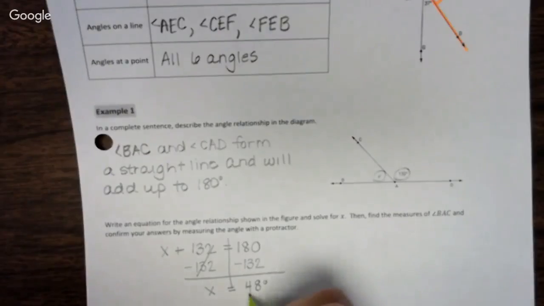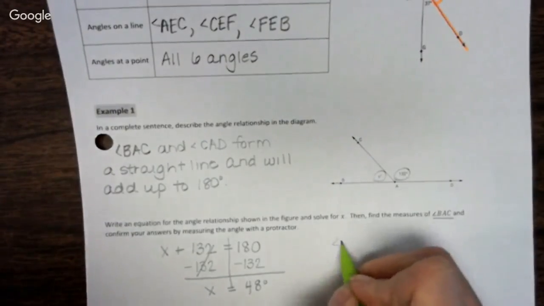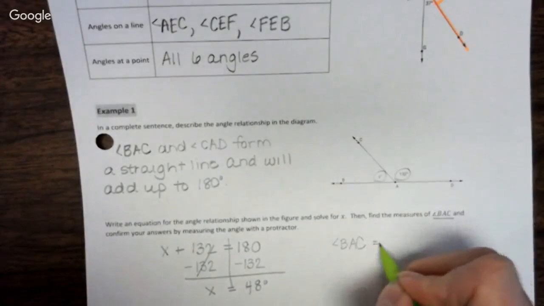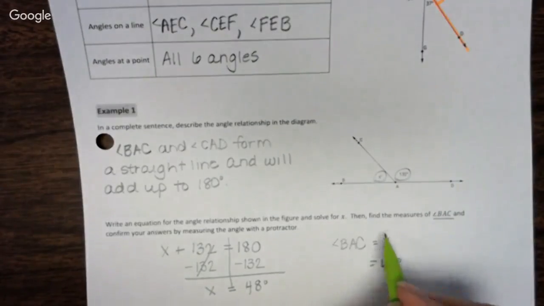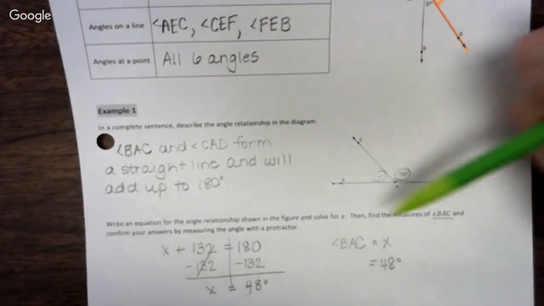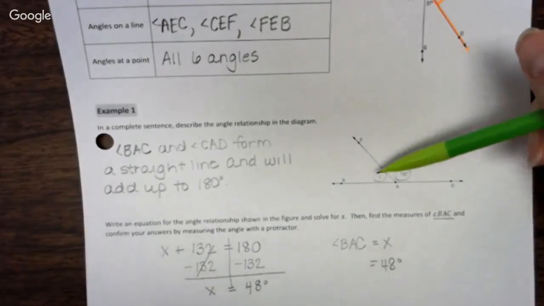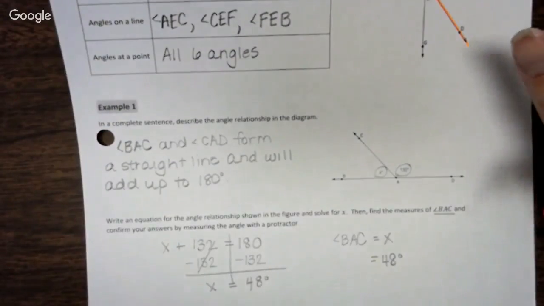Now, after you find x, it says find the measure of BAC. So go back. Angle BAC is equal to x. Well, we already know x is 48. So there's our answer right there. Now, after you solve for x, make sure you go and find your answer for that actual angle. We are not going to use a protractor to actually measure this. We're going to do all algebraic work.